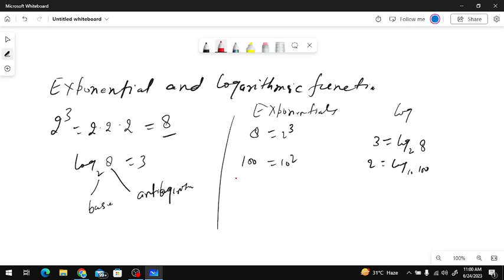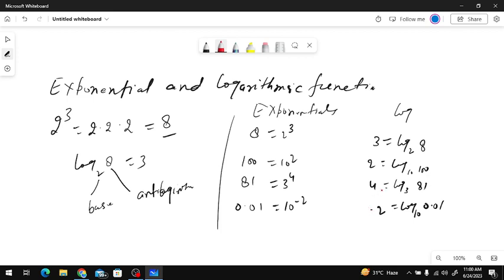Now 81 equals 3 to the power 4, so 4 equals log base 3 of 81. And 0.01 equals 10 to the power minus 2, so minus 2 equals log base 10 of 0.01.